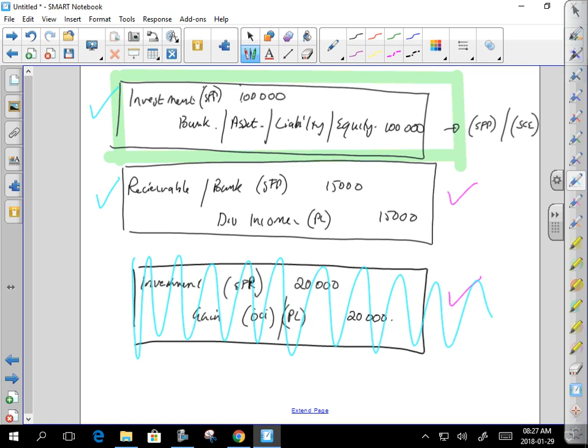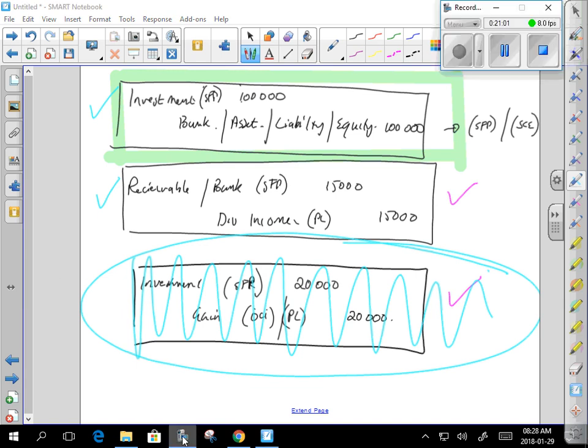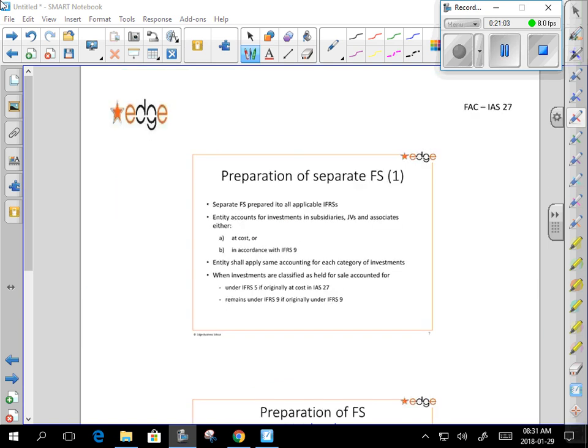And now, here's an interesting development. In your syllabus for this year, we will always account for the sub, JV, or associate in the separate financial statements at cost. So we are not going to be doing that in our syllabus this year. In the separate financial statements, everything will always be at cost.